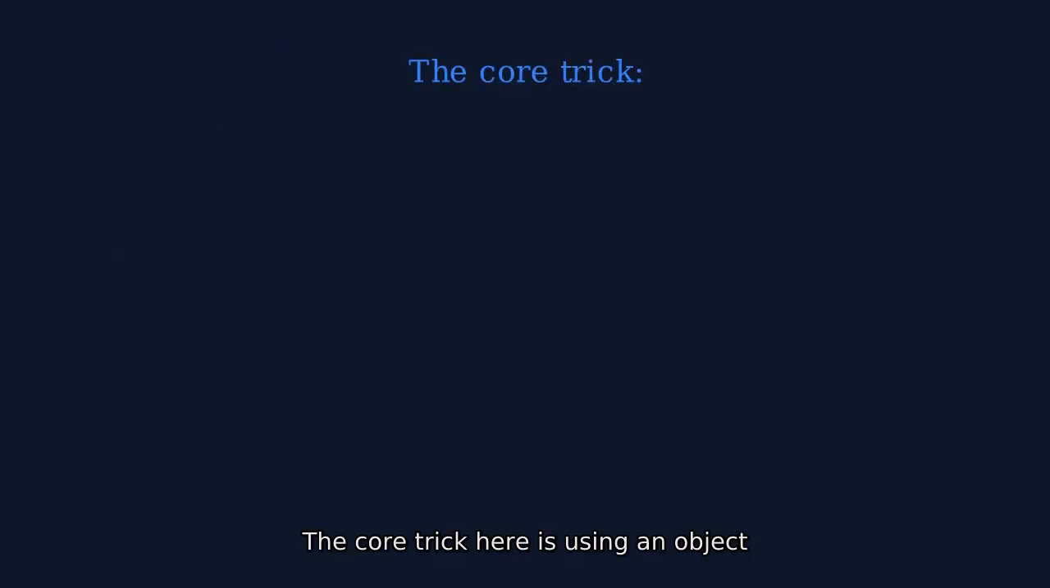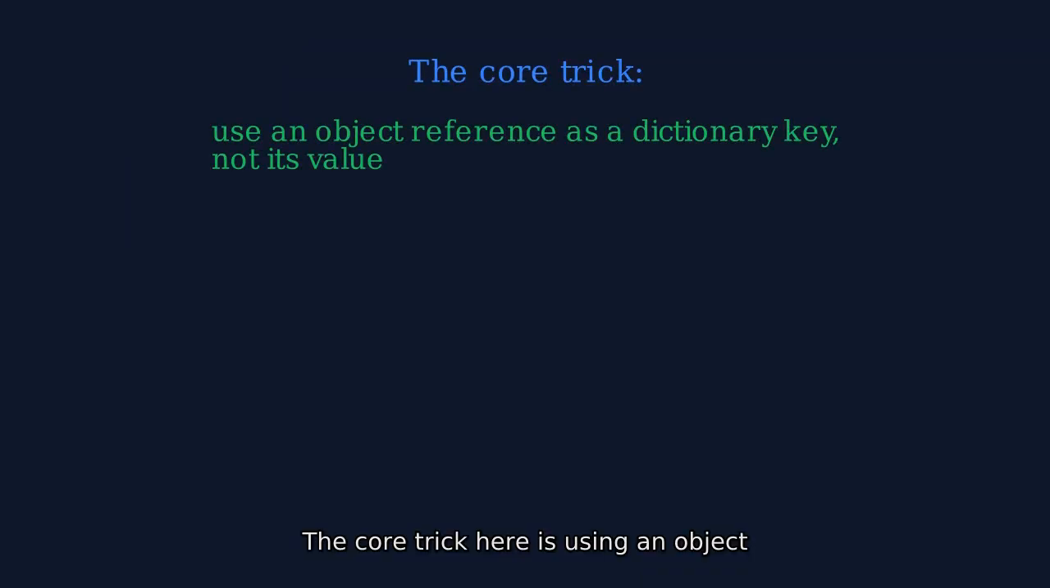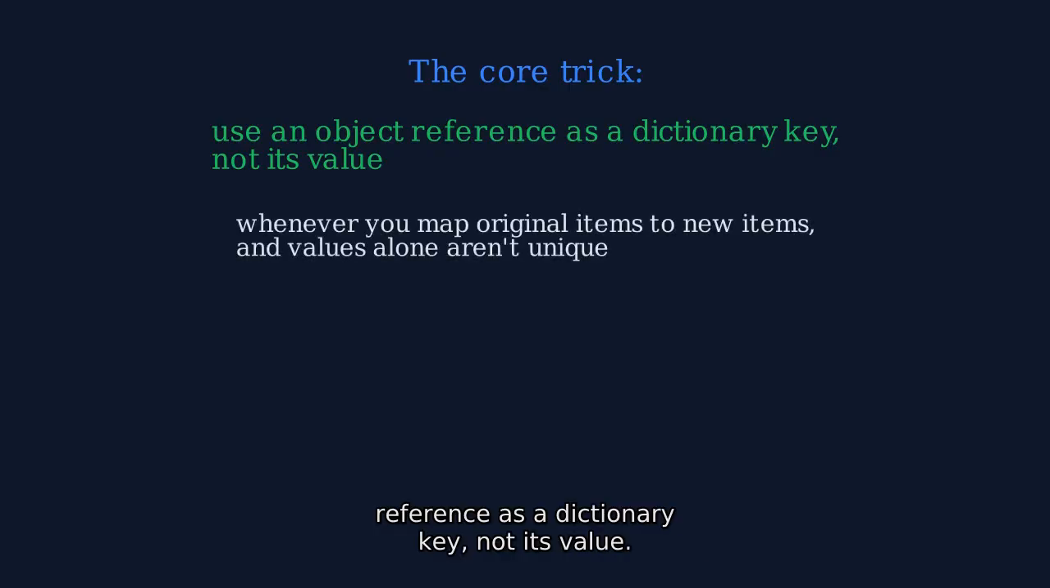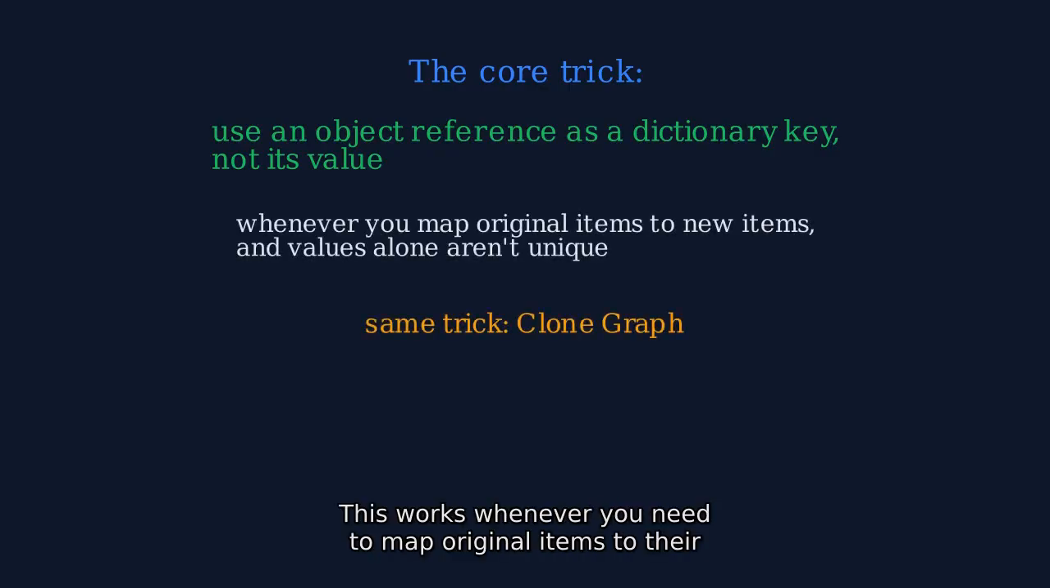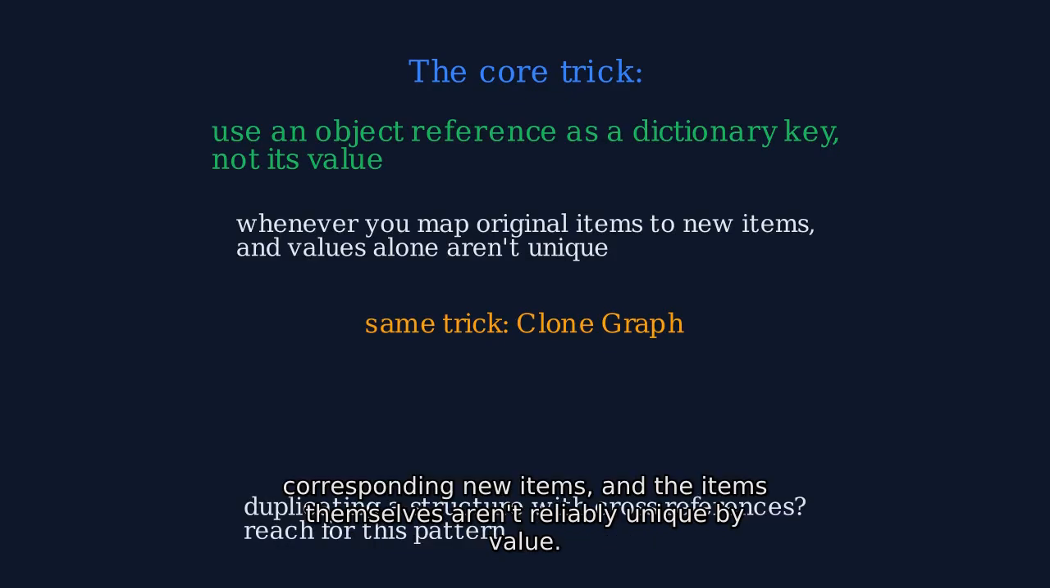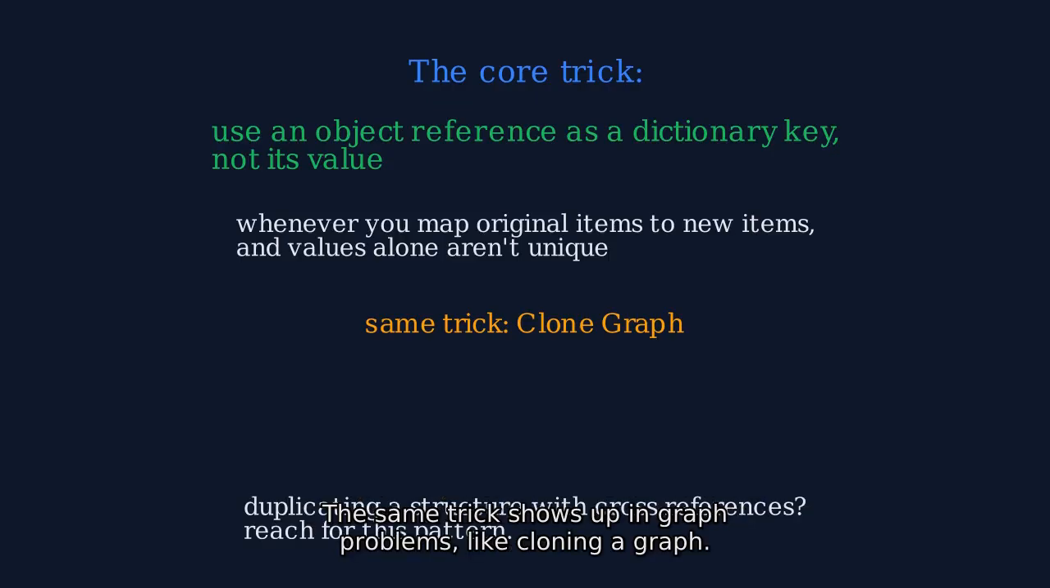The core trick here is using an object reference as a dictionary key, not its value. This works whenever you need to map original items to their corresponding new items, and the items themselves aren't reliably unique by value. The same trick shows up in graph problems, like cloning a graph. Anytime you're duplicating a structure with cross-references, this pattern is worth reaching for.